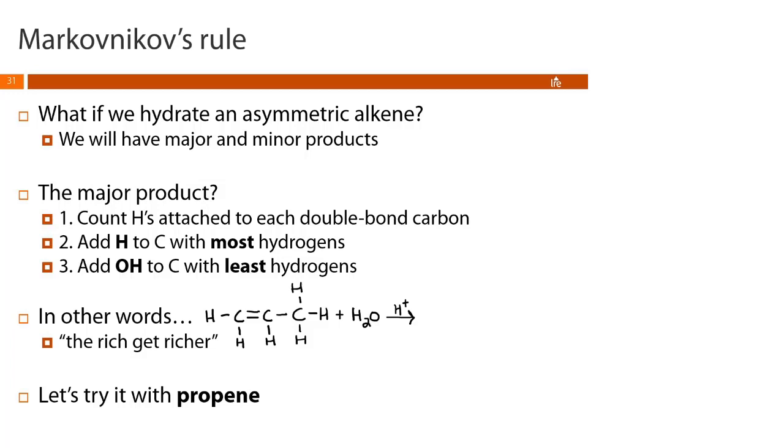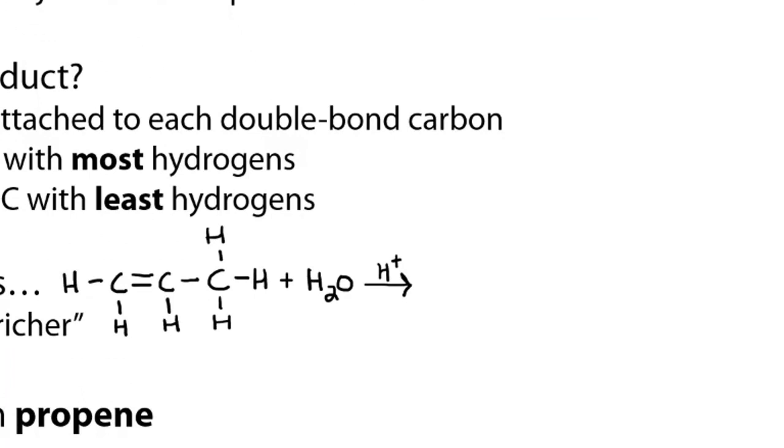Okay, let's see what you came up with. So we'll start by counting the hydrogens attached to each double bonded carbon. This leftmost carbon has 2 hydrogens, the center carbon has 1 hydrogen, and we don't care about the rightmost carbon because it is not a double bonded carbon. This reaction only cares about alkene type carbons.